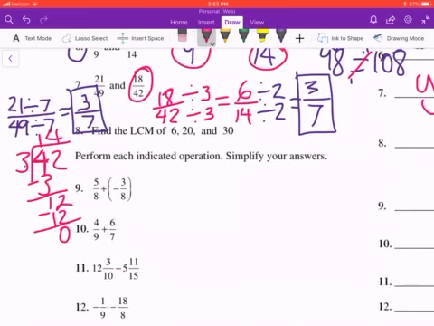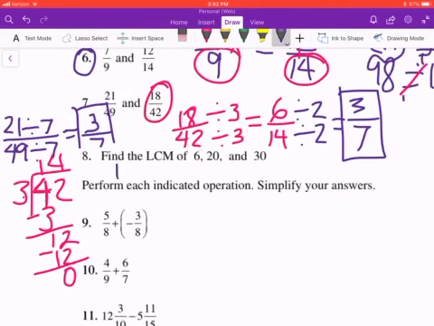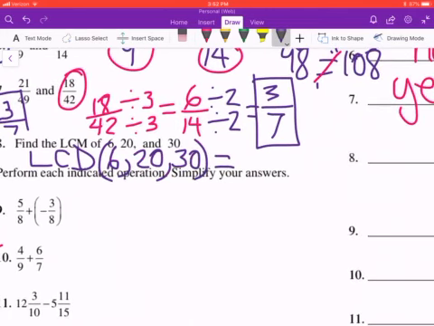Now for problem 8, we have to find the LCM, lowest common multiple, or as we've been calling it in class, the lowest common denominator between the numbers 6, 20, and 30. And so what we're trying to do here is to find the smallest possible number that could be divided by 6, by 20, and by 30. And so this number, we could try to do prime factorization. So 6 is divisible by 3. 6 divided by 3 is 2. 2 is divisible by 2, so 2 divided by 2 is 1. So right here we have prime factorization of 6.